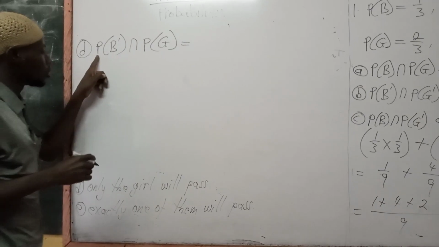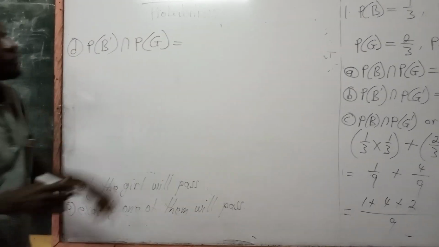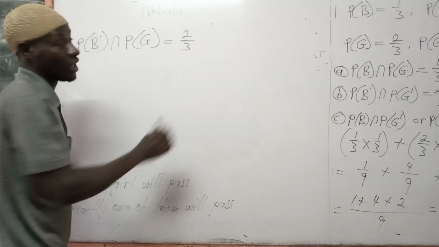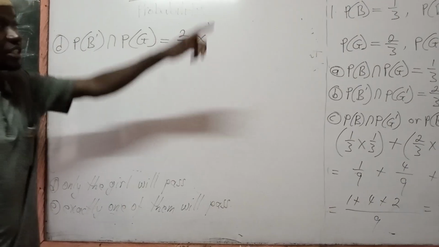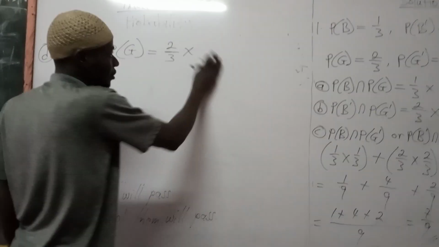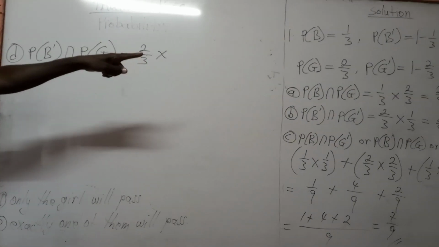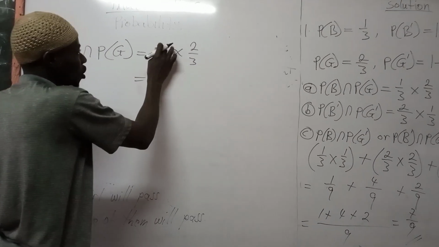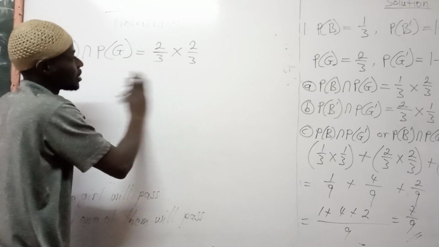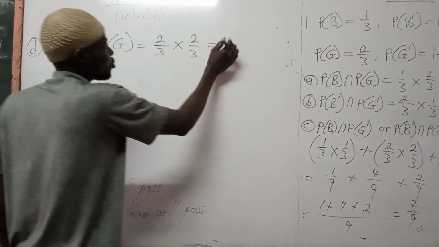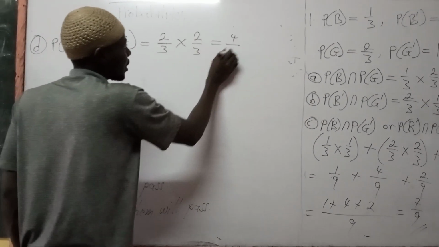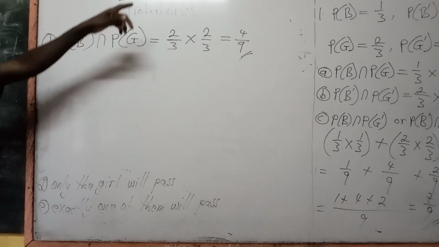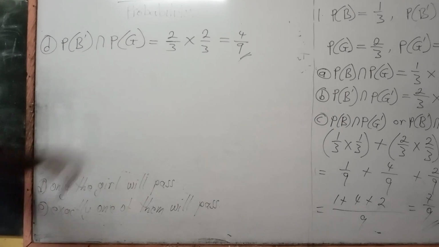And so this will be equal to the probability that the boy will not pass, which we have found to be 2 divided by 3, times the probability that the girl will pass, which is also 2 divided by 3. So 2 times 2 will give us 4, divided by 3 times 3, 9. So the probability that only the girl will pass is 4 divided by 9.